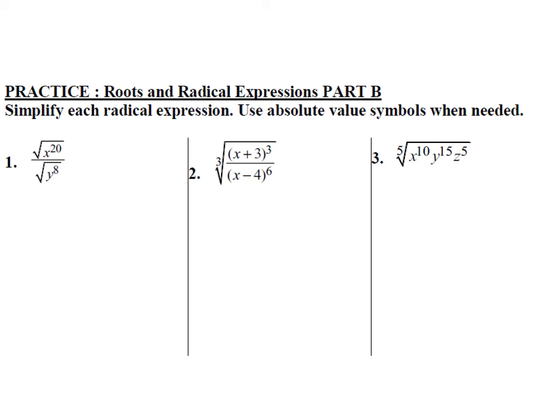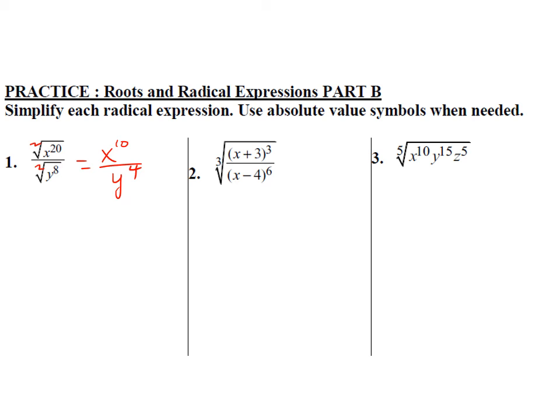Here, you should have noticed that there's no index, so we're taking the square root, which means that 2's are out there, invisible 2's. And so how many times does 2 evenly divide into our power here? 20. And 20 divided by 2 is 10. So the square root is x to the 10. 8 divided by 2 is 4. So the square root is y to the 4.